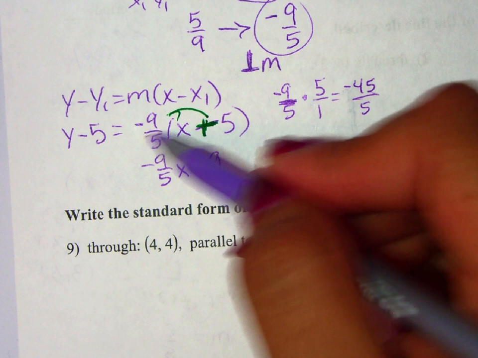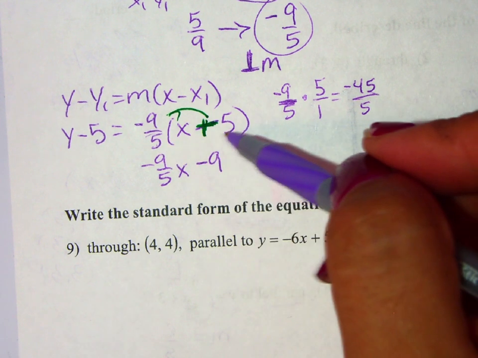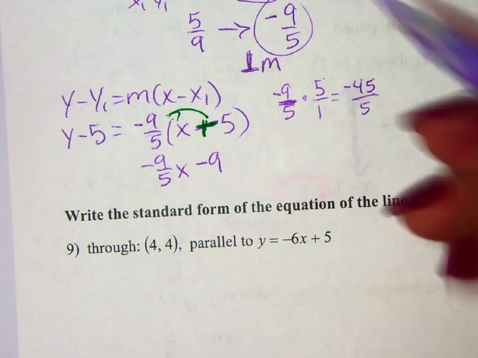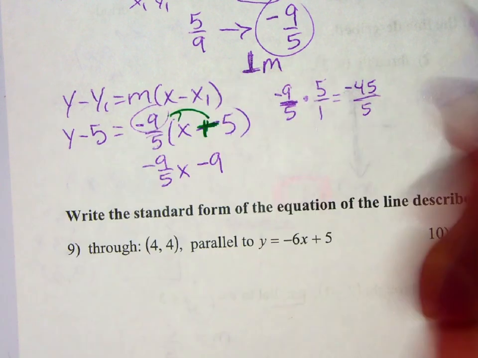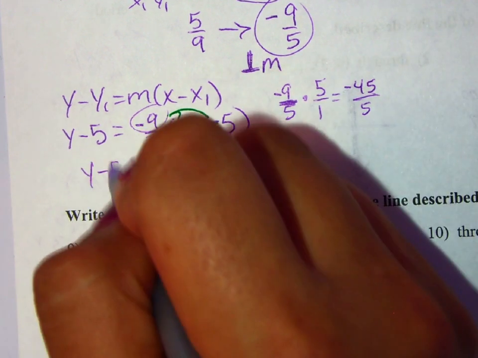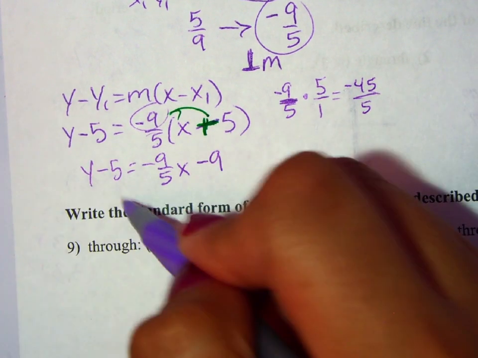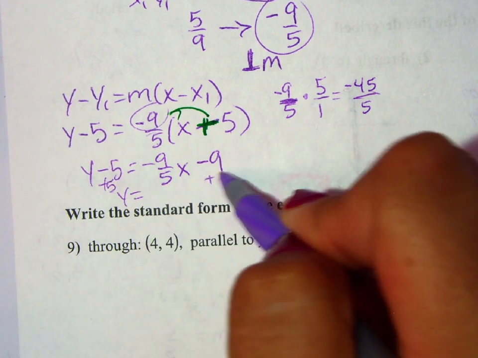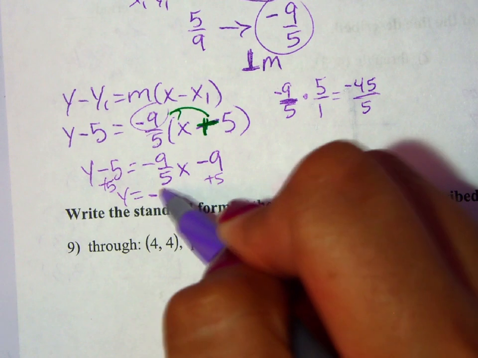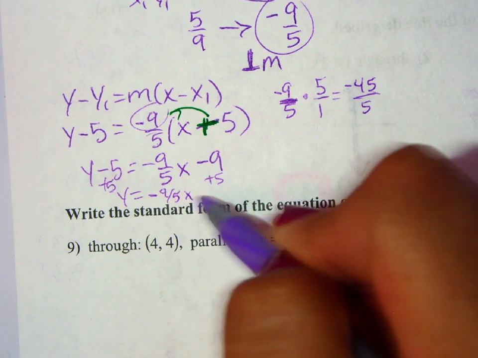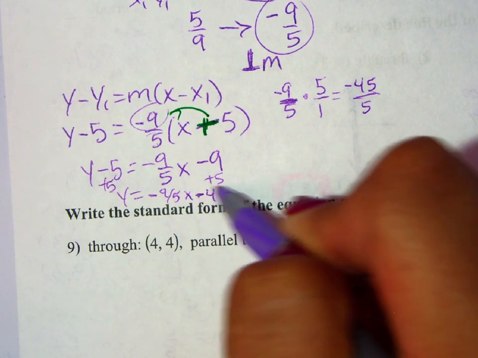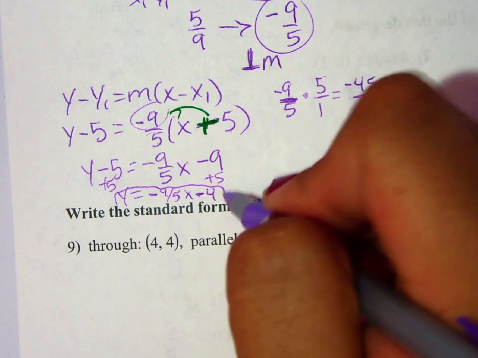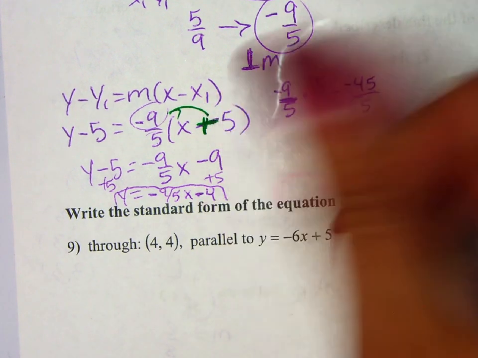You cancel the division of 5 with the multiplication of 5, and it gives you the numerator, negative 9. So now the last step here is to make this a y equals. So this 5 we need to add to both sides, and you get negative 9/5 x minus 4. So this will be the perpendicular to this one.